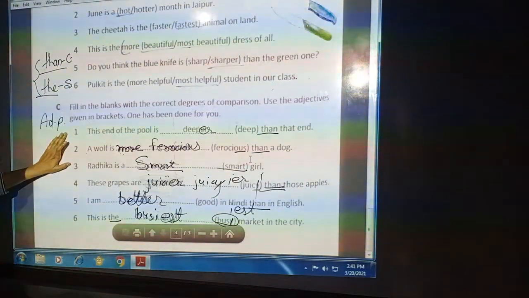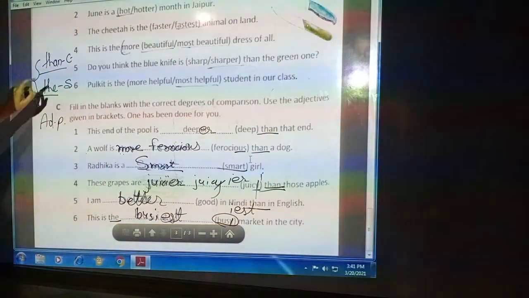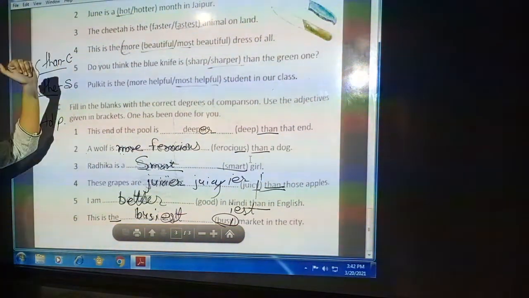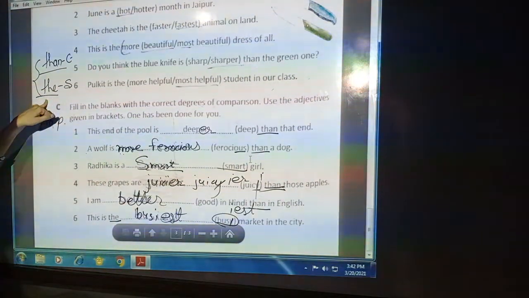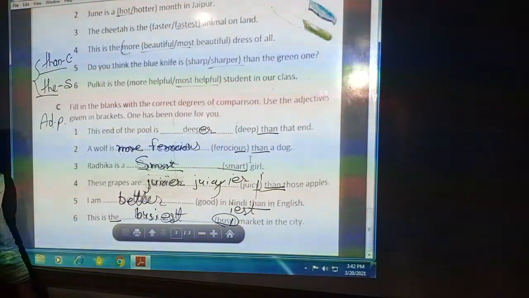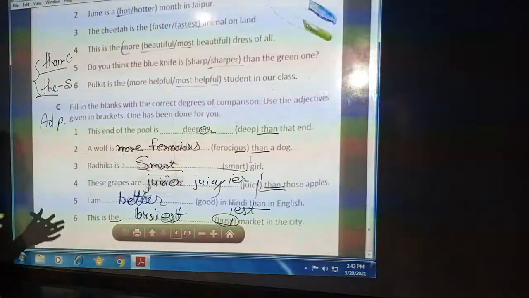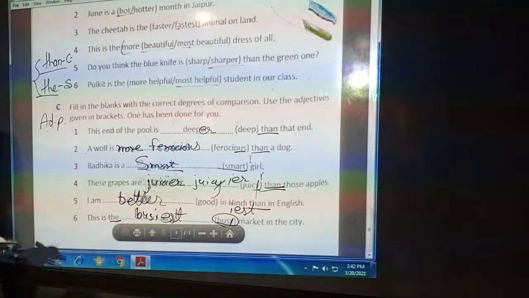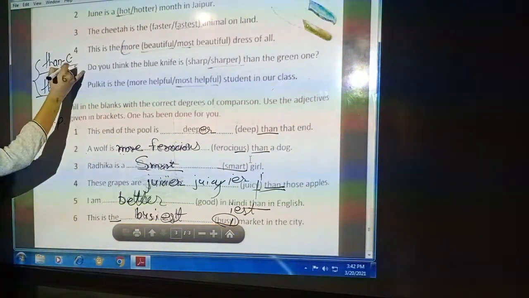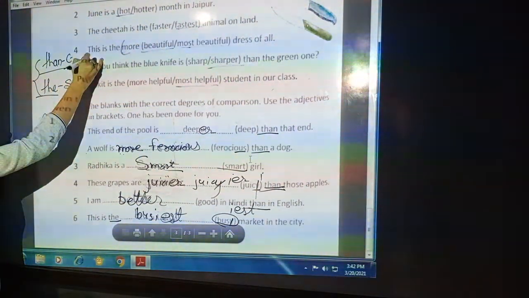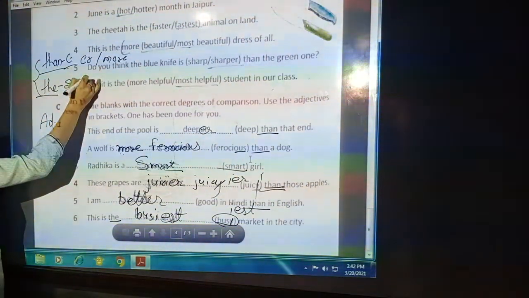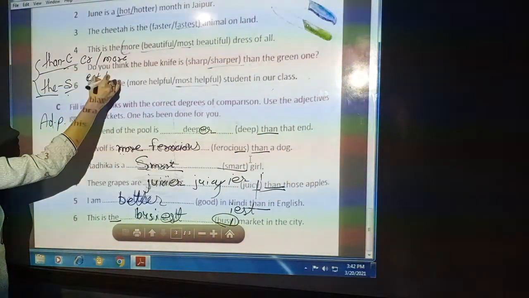So in positive degree, the original form of adjective is used, and if then is given, then the comparative degree will be there and the form of comparative degree will be used. And if the is given, that means it is of superlative degree, so the form of superlative degree adjective will be used. How can you convert in comparative degree and superlative degree? To convert in comparative degree, you have to add er or more. To convert it into superlative degree, you have to add est and most.